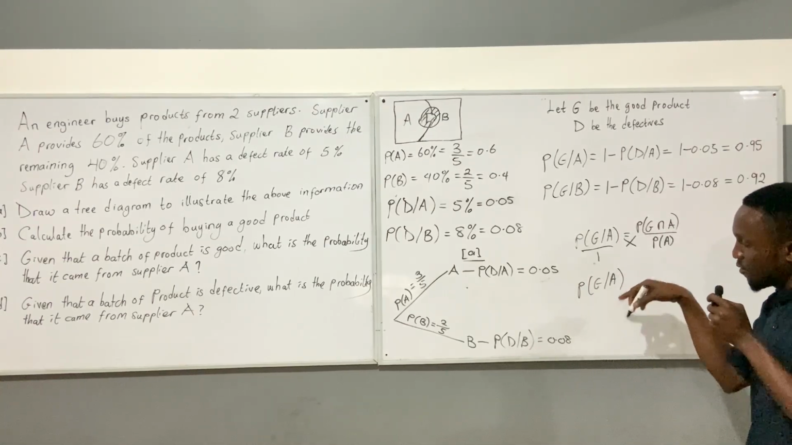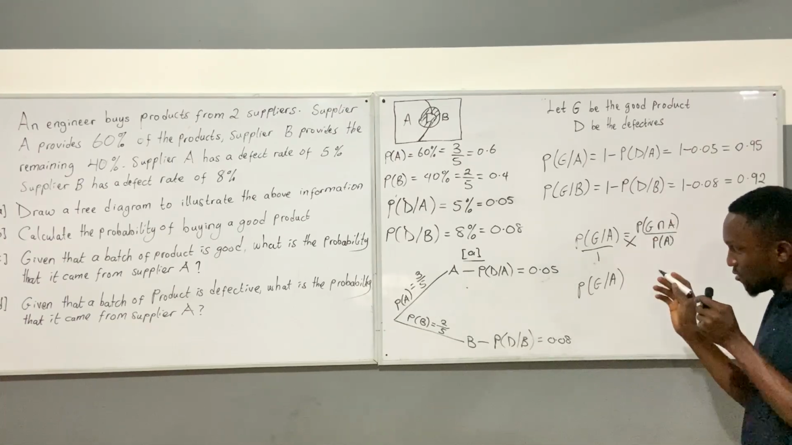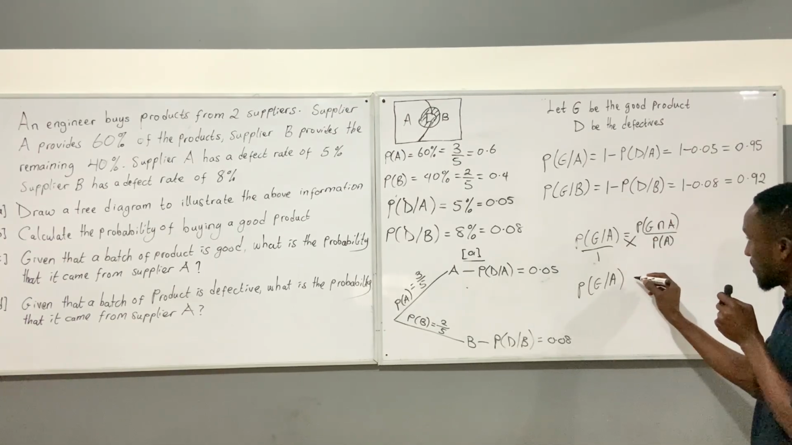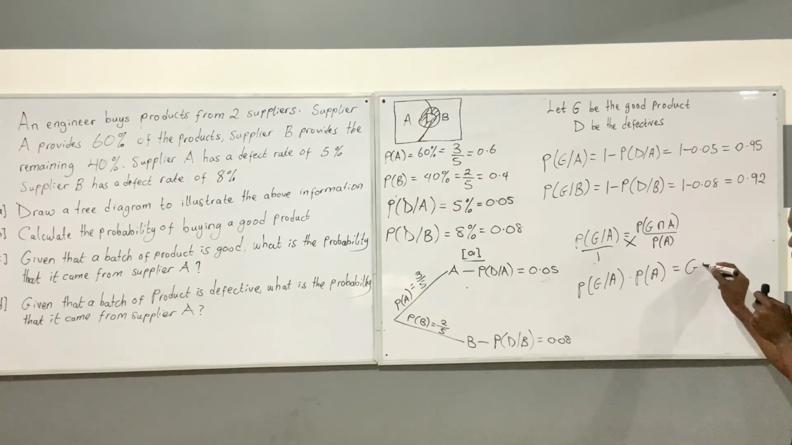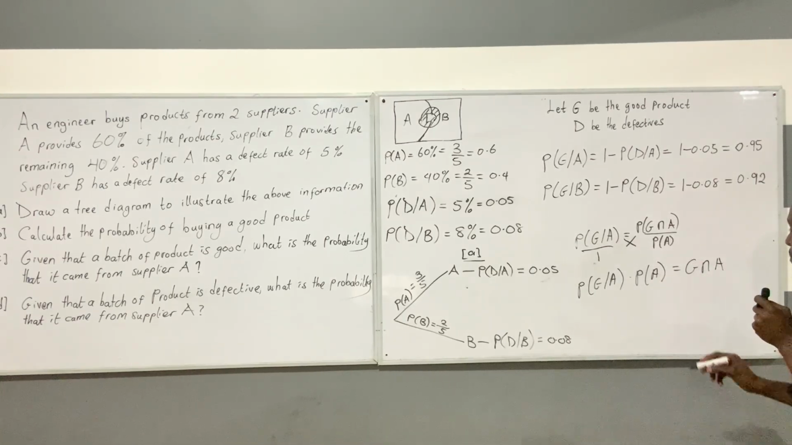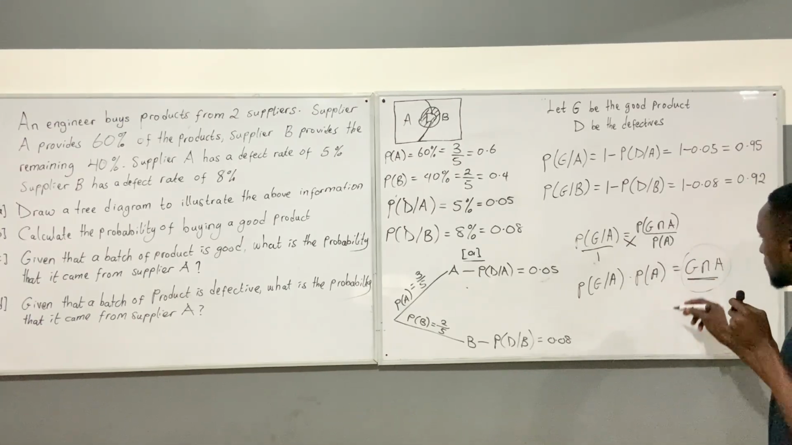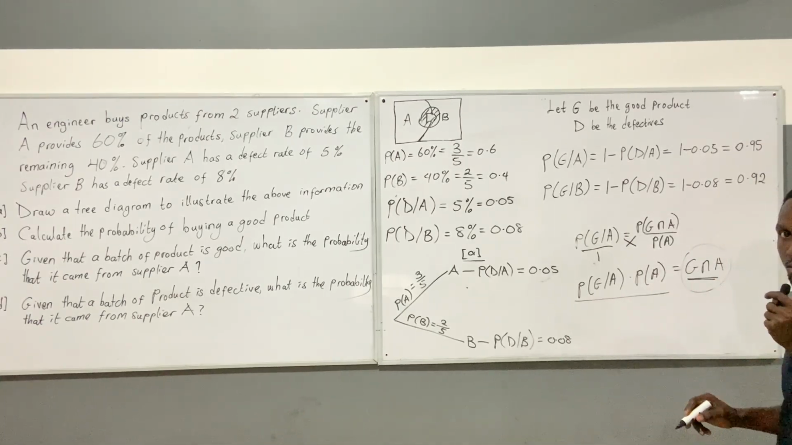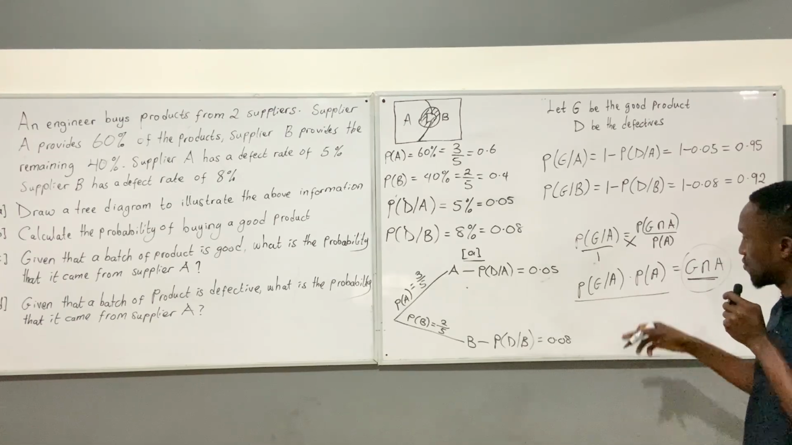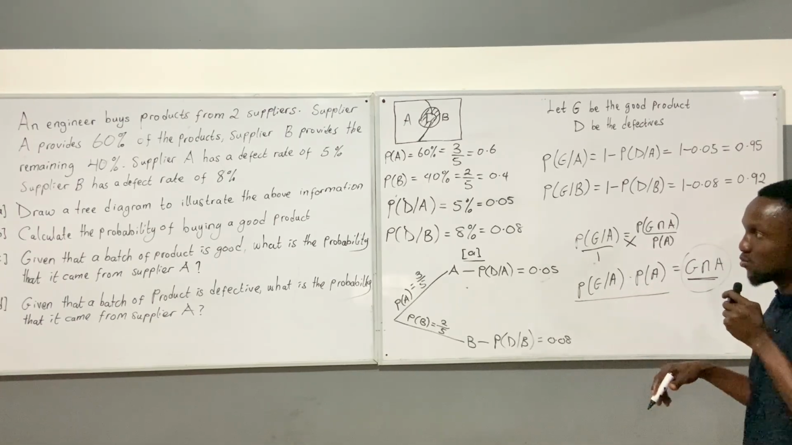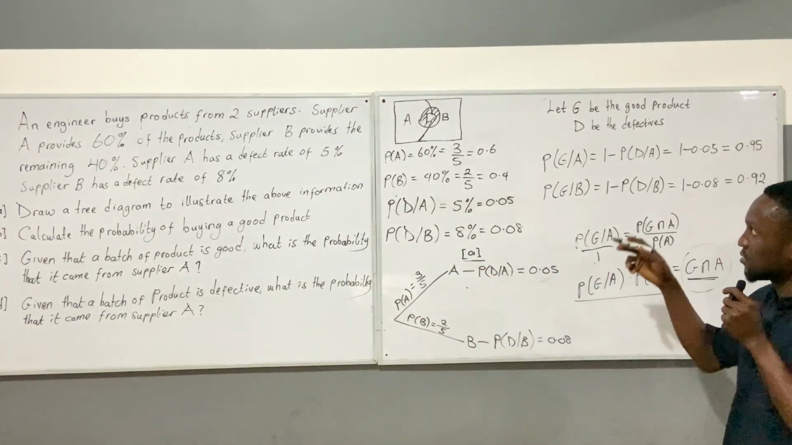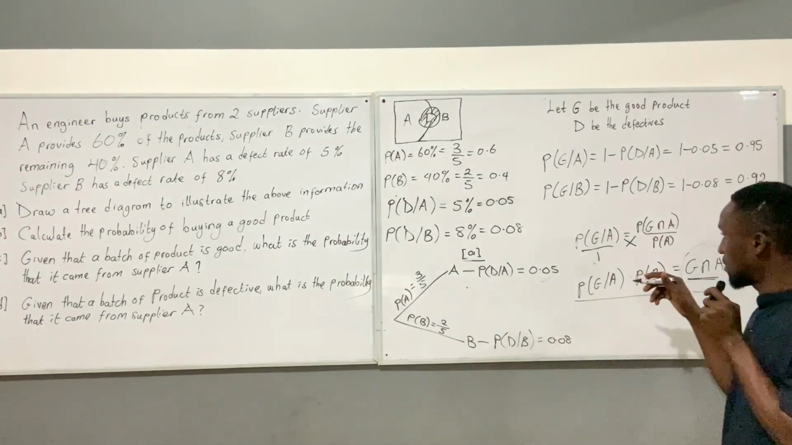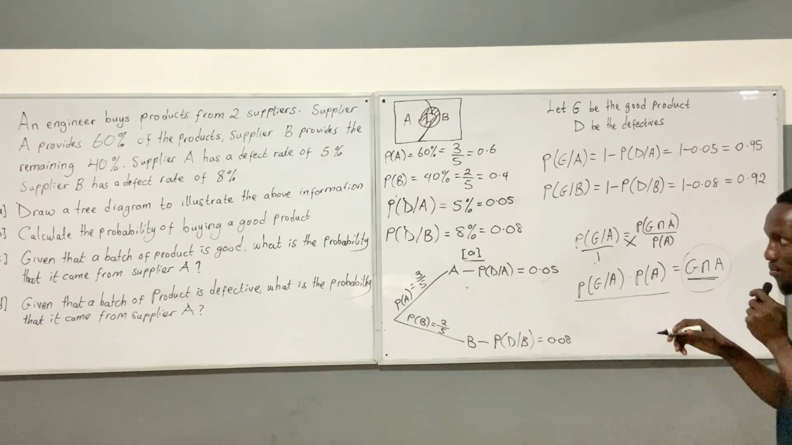This time you forget about A as a supplier. Let's deal with A as a variable. As A has occurred, we'll multiply by the probability of A, giving us G intersection A. And this is what we are interested in. If we need this, we need to find these two, and we already have the result. We know this and we know this. That is what is going to help us calculate the good product generated by supplier A alone.